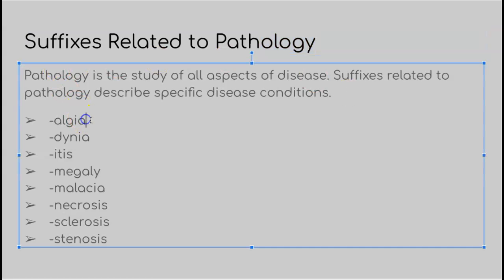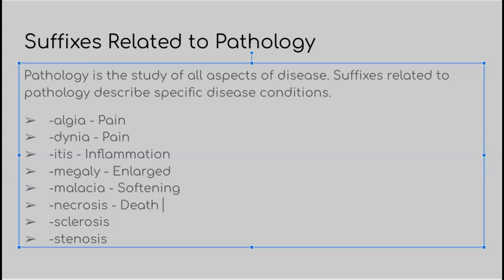Algia means pain. Dynia means pain. Itis means inflammation. Megaly means enlarged. Malacia means softening. Necrosis means death. Sclerosis means hardening. And stenosis means narrowing. So as you see here, these are suffixes that are related to pathology.